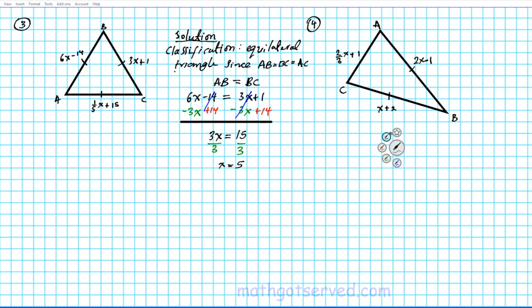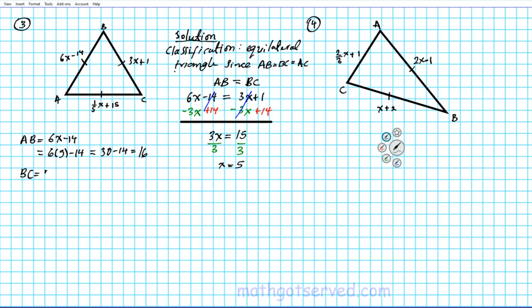All right, so we're going to proceed to determine the measure of each side of this triangle. Let's start with AB. So we should get the same answer for all those sides, right? So AB is the expression 6x minus 14. So let's plug in the answer, which is 5. So 6 times 5 minus 14. Using the order of operations, multiply first. You have 30 minus 14. 30 minus 14 is 16.